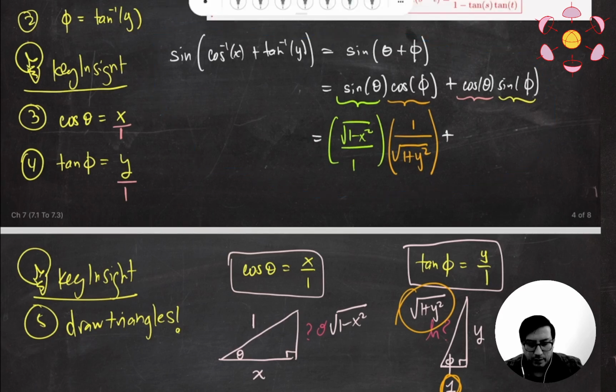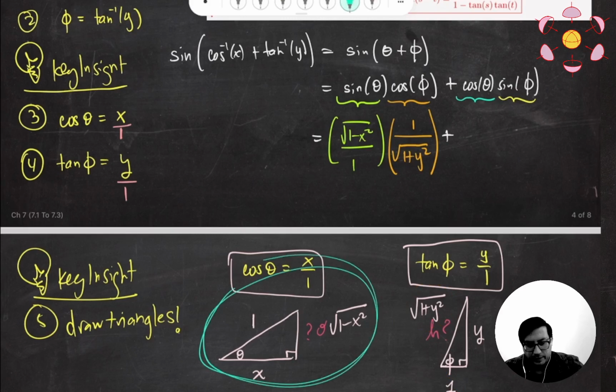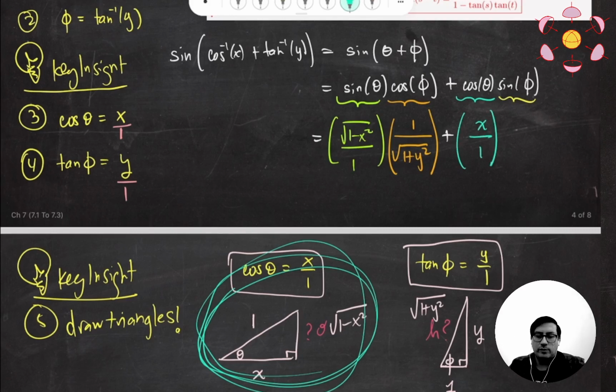Okay. Next one, what's the next problem we're going to work on? Cosine of theta. So back to theta means, okay, cosine of theta, back to this triangle, but now we're doing cosine. Cosine of theta, what would we get? Adjacent divided by hypotenuse, so we get x over 1.